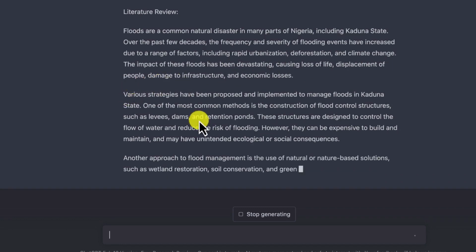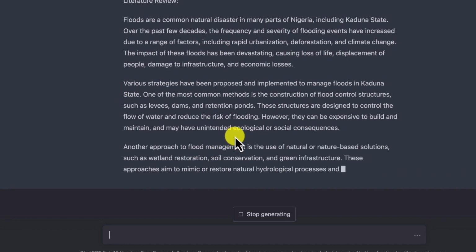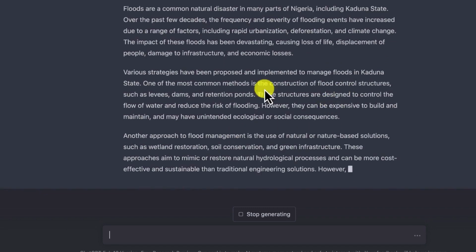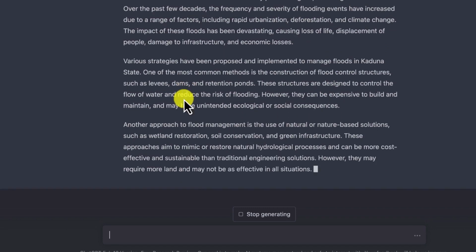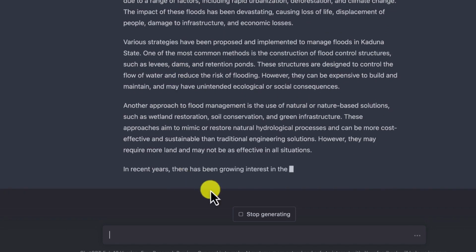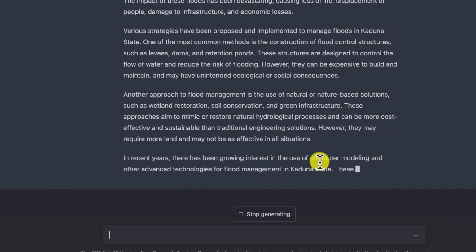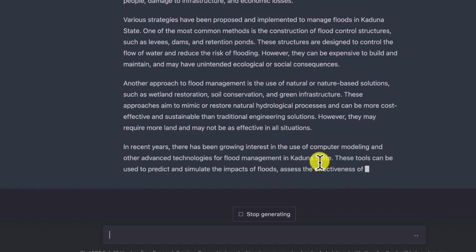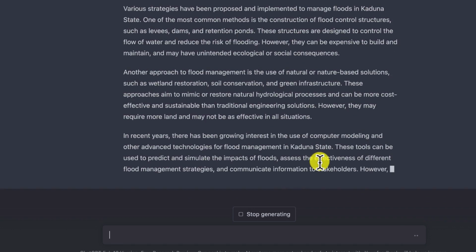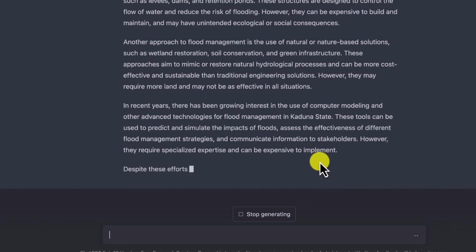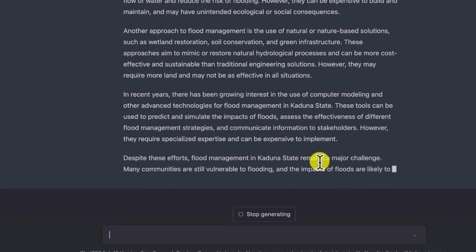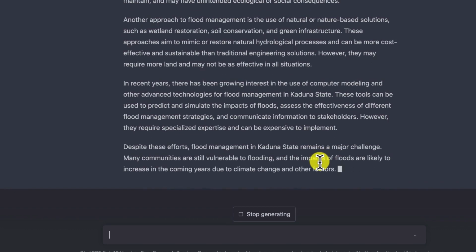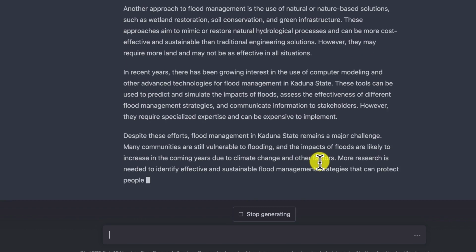Climate change, the impact of this had been devastating, causing loss of lives, displacement of people, and so on. So you just drive it through. Just in recent years, you see it's now quoting previous events that have happened, because usually in literature review you're just going to check out what has been done, check out what areas of the study have been covered and what is not covered, and what you need to add up to make it. So you don't reinvent the wheel.